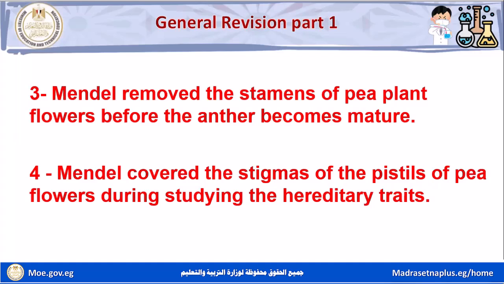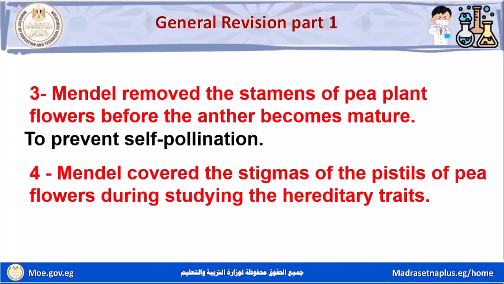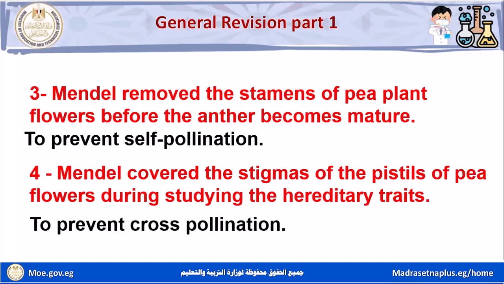Question number 3. Mendel removed the stamens of pea plant flowers before the anthers become mature to prevent self-pollination. Question number 4. Mendel covered the stigmas of the pistils of pea flowers during studying the traits to prevent cross-pollination.